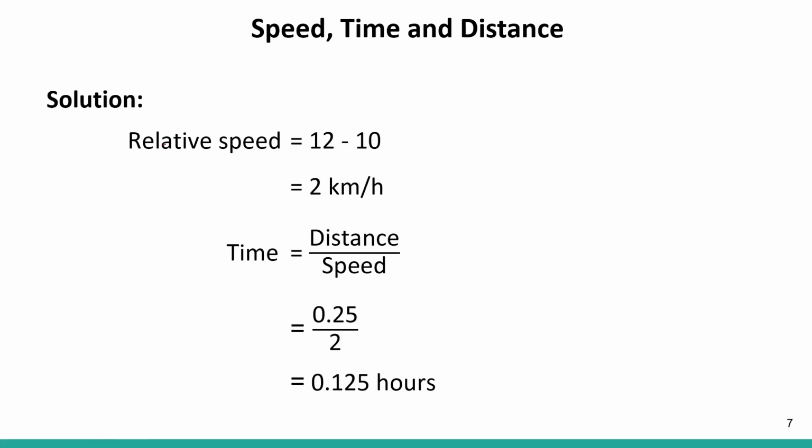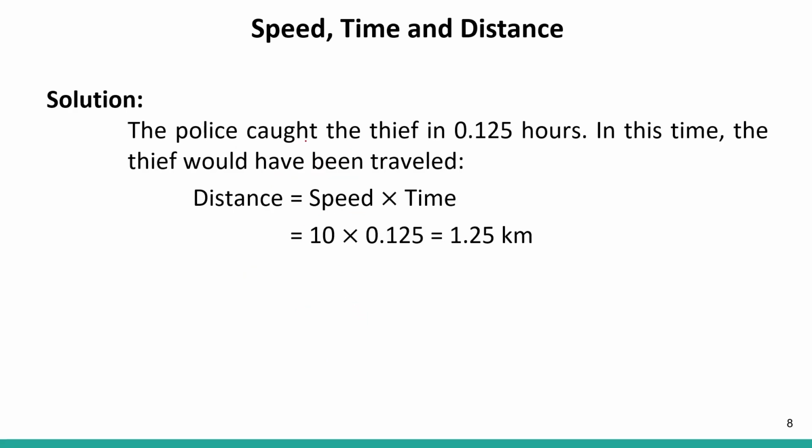Okay, so the relative speed will be, because they are running in the same direction, 2 kilometer per hour. It will be subtracted from the higher one to the lower one. So time will be distance by speed, so 0.25 by 2, which is equal to 0.125 hours. So the police caught the thief in 0.125 hours. In this time, the thief would have traveled distance equal to speed into time, so it would be 10 into 0.125, that is equal to 1.25 kilometer.